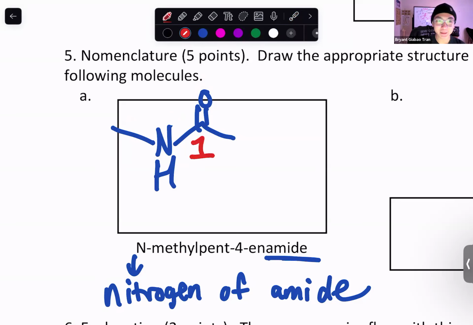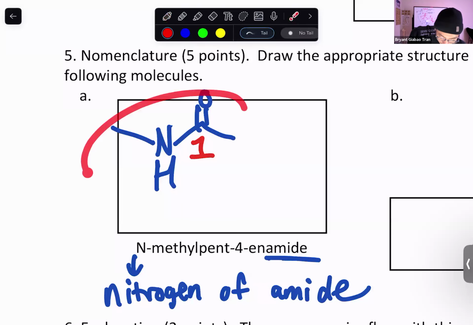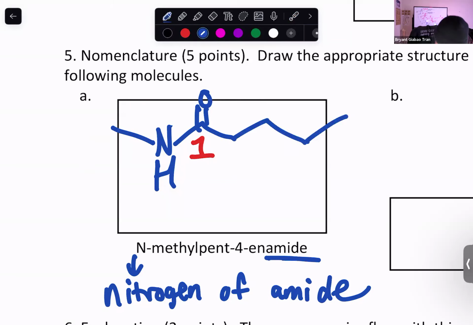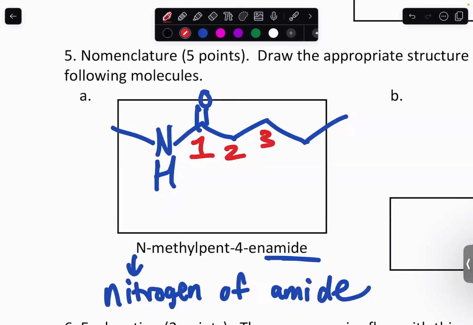Try explaining to me what the rest of the molecule will look like based on the name. But this is the new material here for the amide part of 118C. Everything else, you could try figuring it out because it's going to be using the previous material, like 118B and 118A material. Pent is 5 carbons. 2, 3, 4, 5.